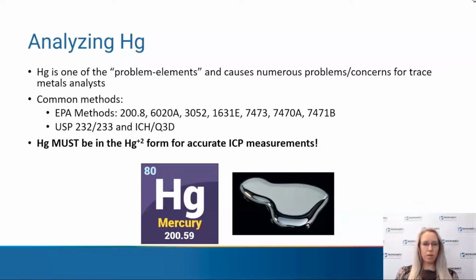Mercury is definitely one of the problem elements. Chances are, if you've worked with mercury and analyzing mercury, you've run into some type of issue along the way. Some of the more common methods for analyzing mercury are some EPA methods, as well as pharmaceutical applications, USP 232 and ICH Q3D. Both require mercury testing. But the main thing to focus on is that mercury must be in the +2 ion form to get accurate results with ICP analysis.